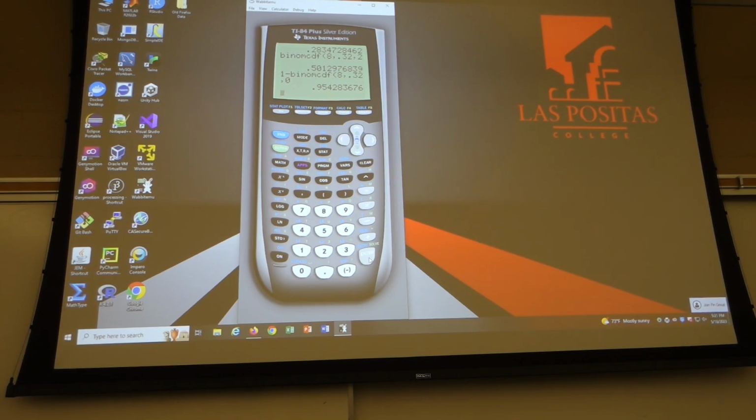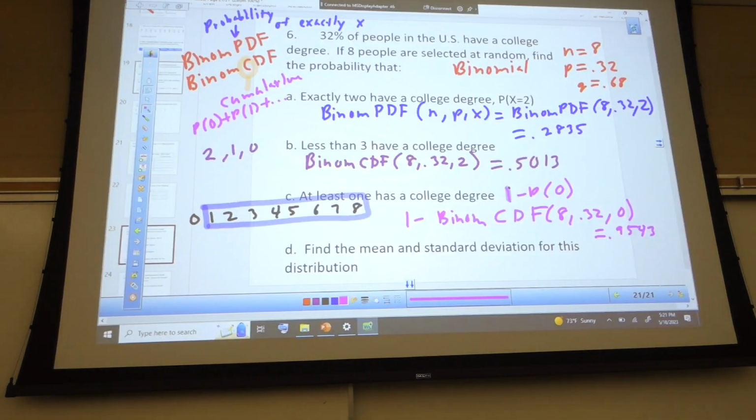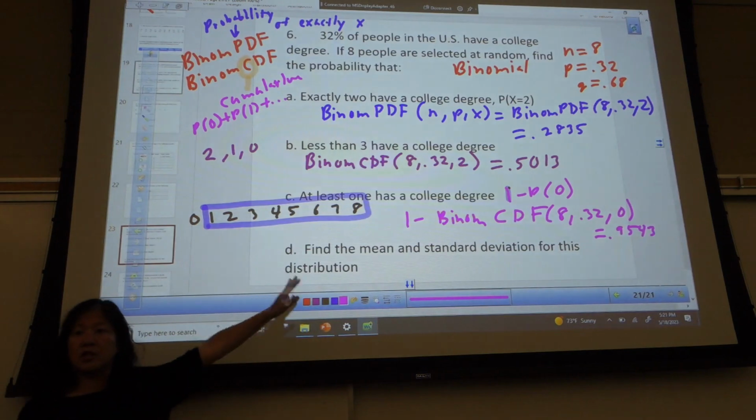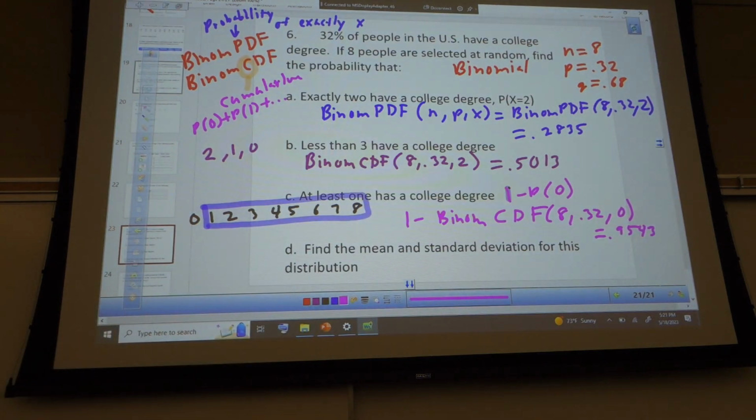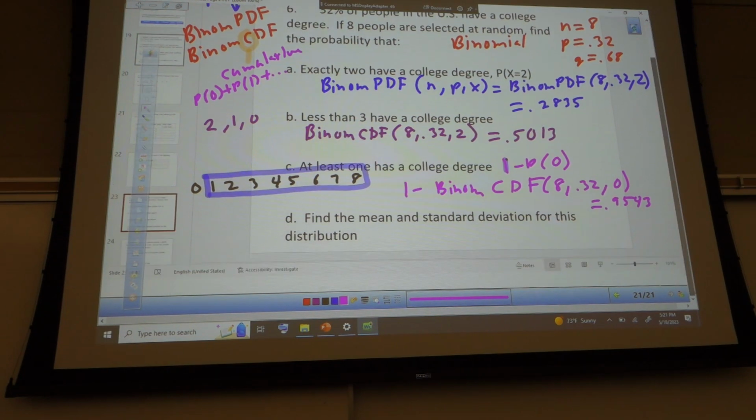And the last one is this. The mean and standard deviation. So remember, binomial distribution is my favorite distribution because the mean and standard deviation are the easiest to find. They're super easy. My mean is just what? Anybody remember? NP. Yep, my mean is NP. And my standard deviation is equal to the square root of NPQ.